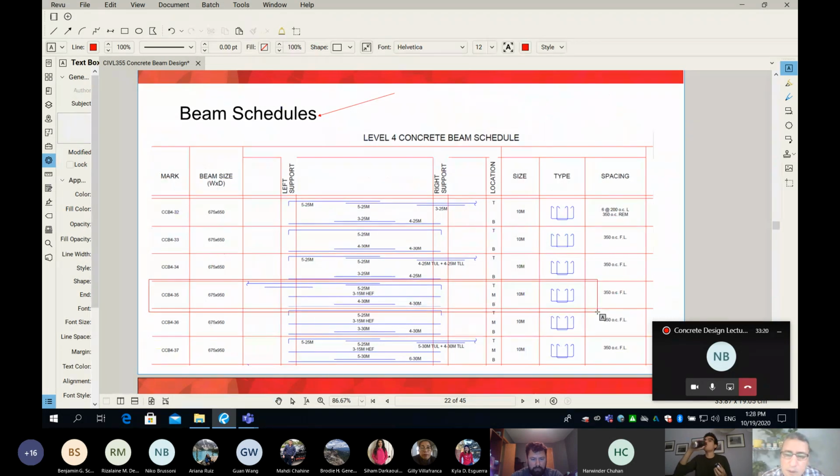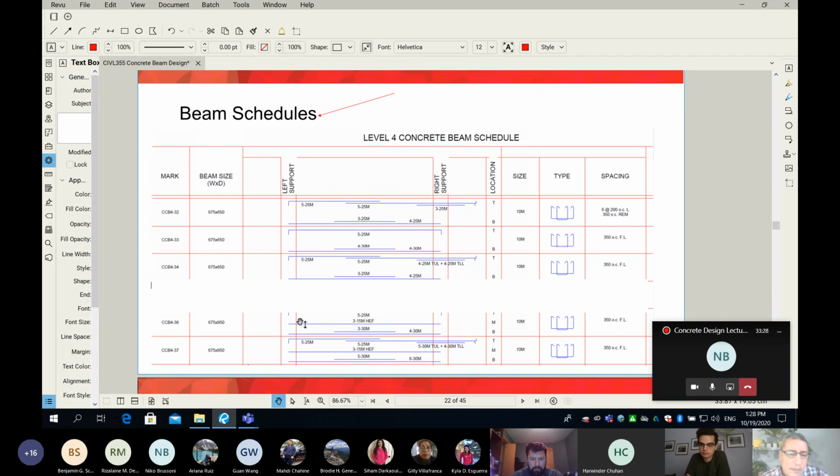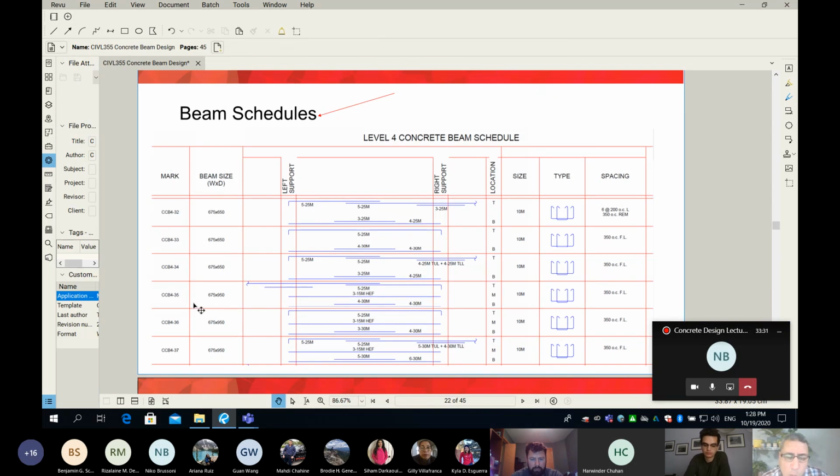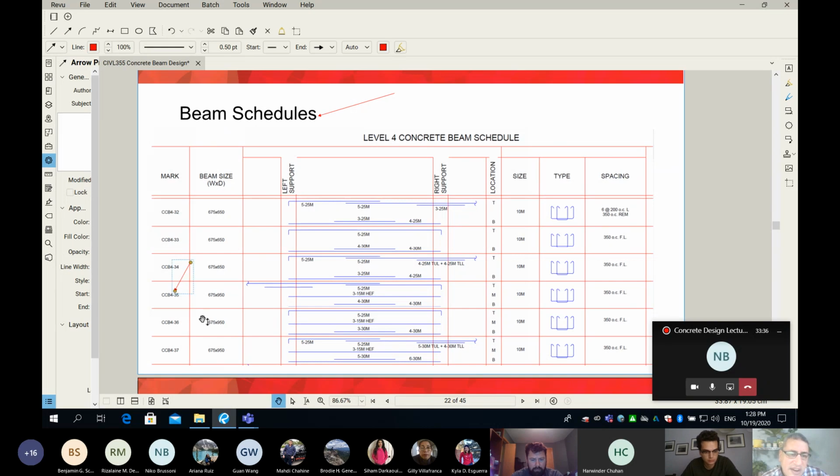So this is beam CCB 4-35. I'll give you some time to understand what is in this schedule. Number 1 is the name. What else? Can you please go through the individual columns and see what is available in this row? Start from the 2nd column. It's not very difficult, you just have to read the header.